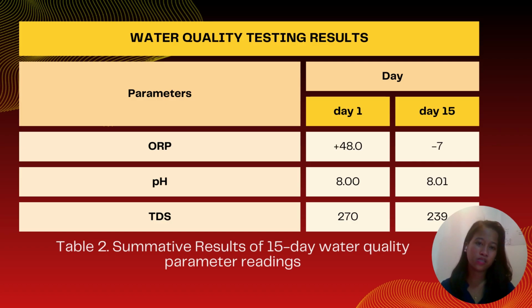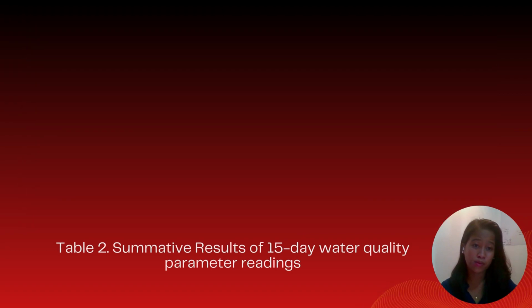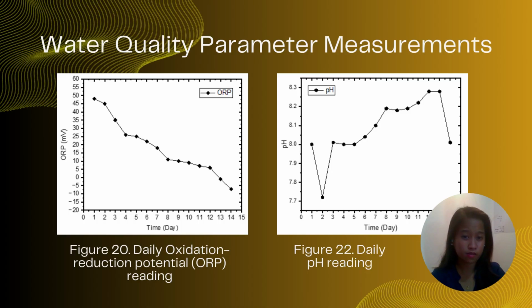In this slide, you can see the summative results of the 15-day water quality readings, wherein the ORP decreased from 48 to negative 7 millivolts. The pH ranged from 8.0 to 8.01, and the TDS decreased from 270 ppm to 239 ppm. So you can see from this slide the graph of the daily readings of the ORP and the pH. The ORP has linearly decreased from plus 48 millivolts to negative 7 millivolts.